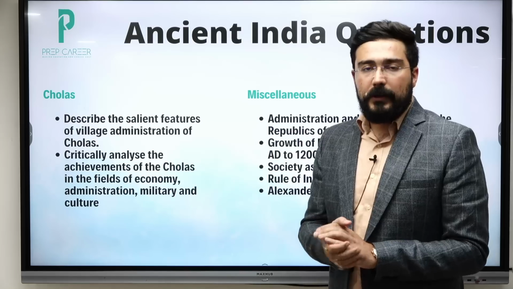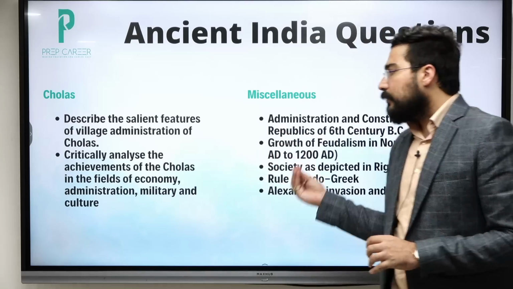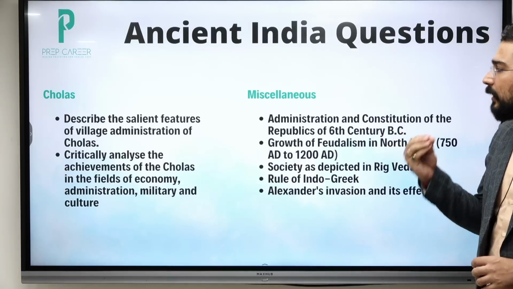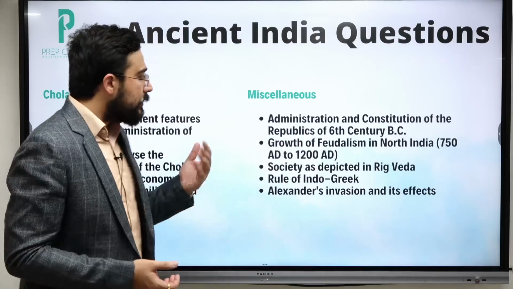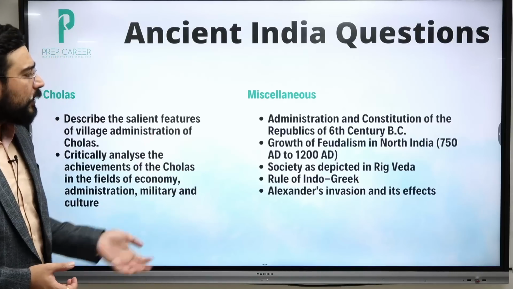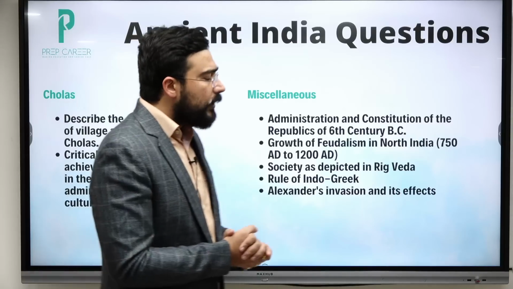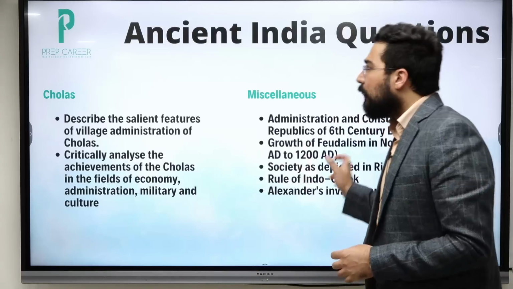Then we have Cholas. They have asked about the village administration as well as their overall contribution in the field of economy, admin, military, and culture. Then certain topics which are miscellaneous in nature, they have also asked them, like republics, feudalism, society in Rigveda, Indo-Greeks, as well as Alexander and his invasion.